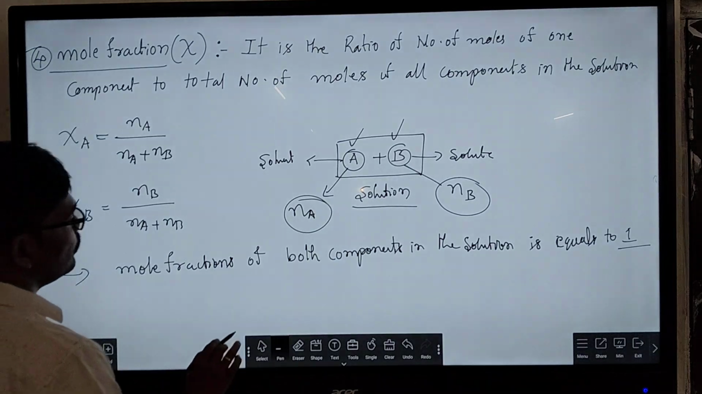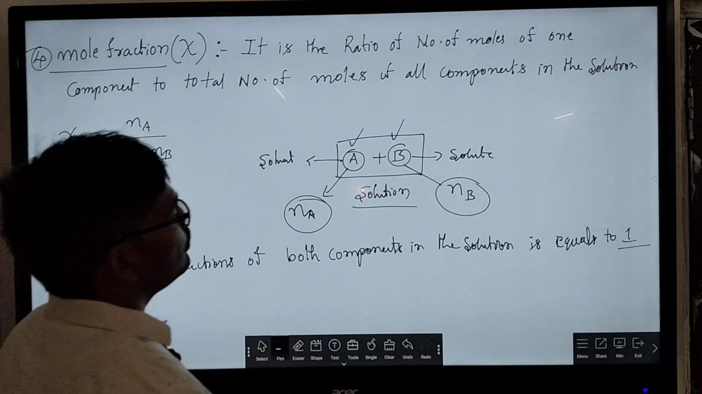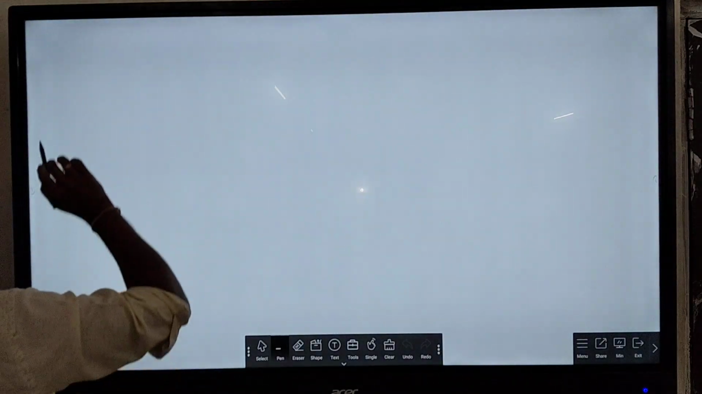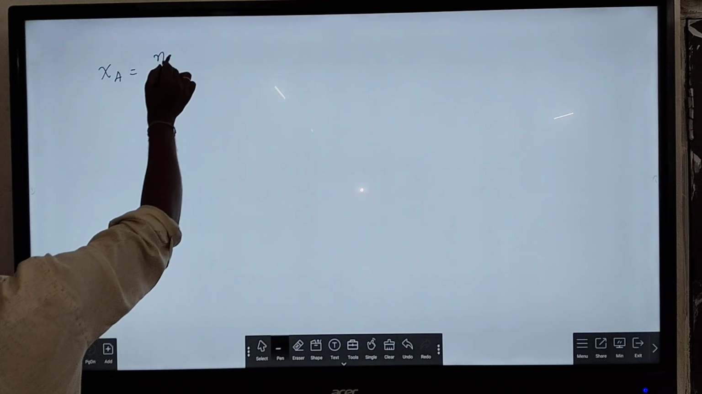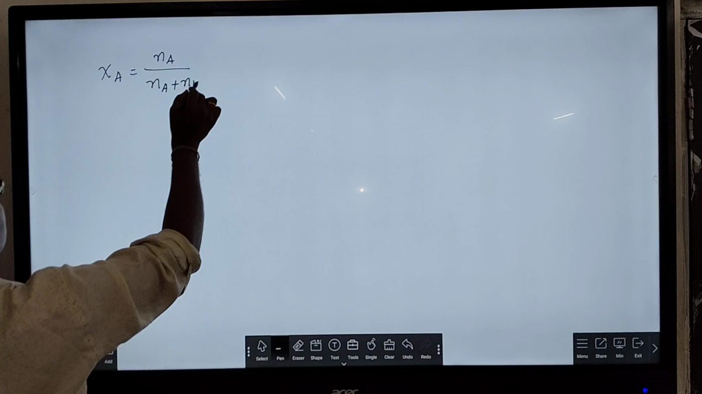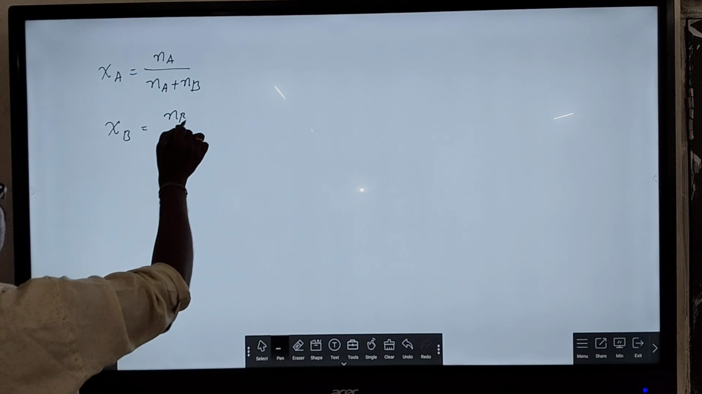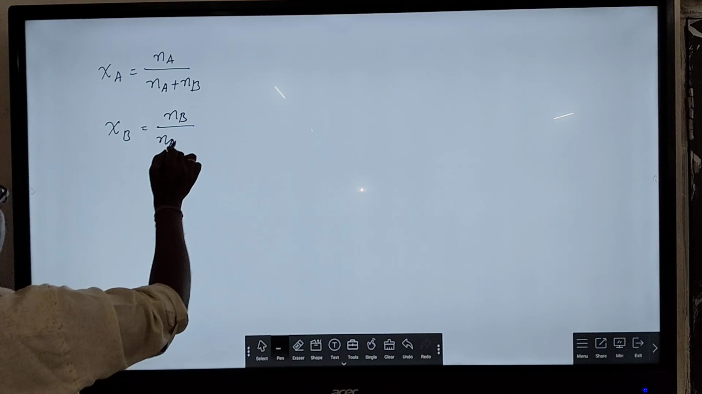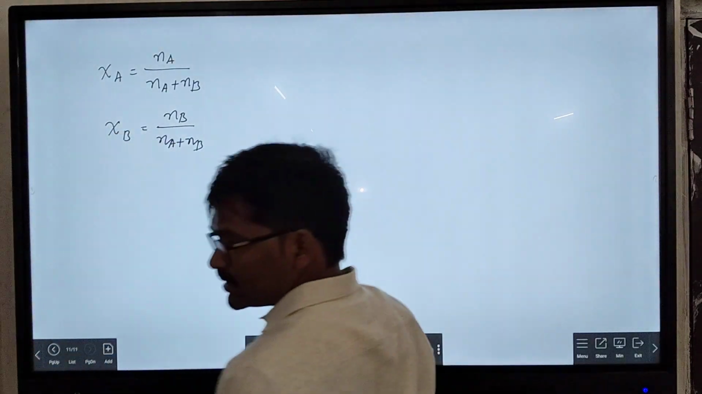So here is how it is: the mole fractions of both components. Mole fraction of A is the number of moles of A divided by the number of moles of A plus the number of moles of B. Then mole fraction of B is the number of moles of B divided by the number of moles of A plus the number of moles of B. Clear?